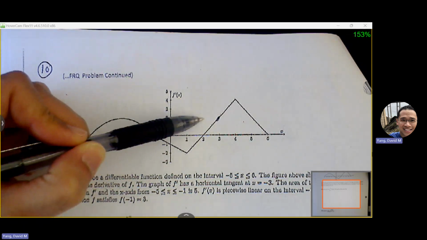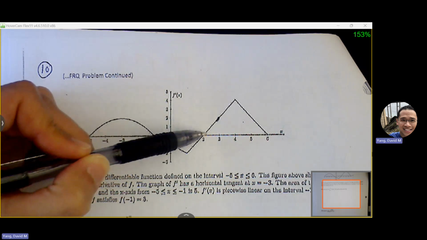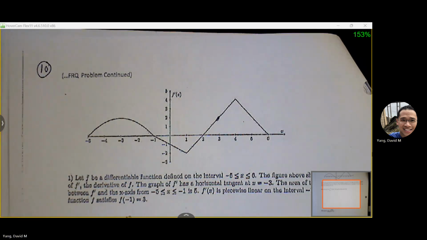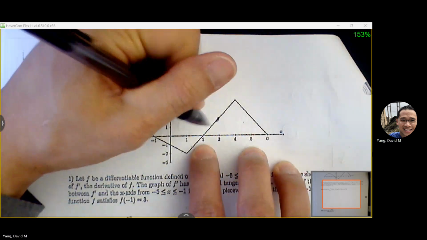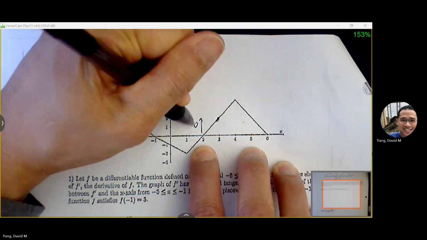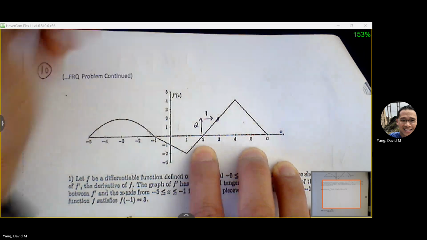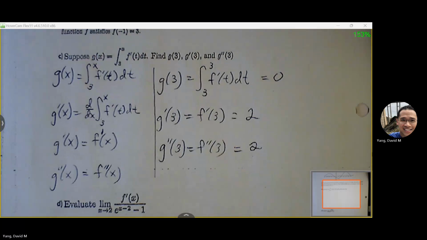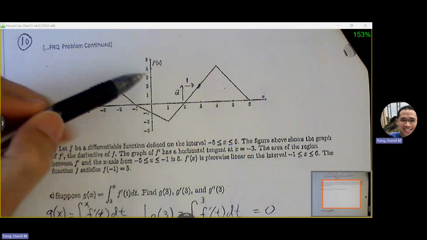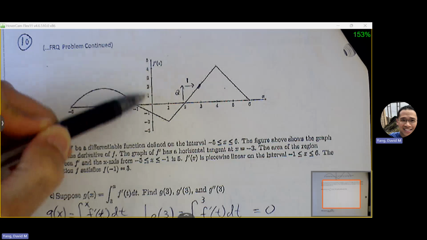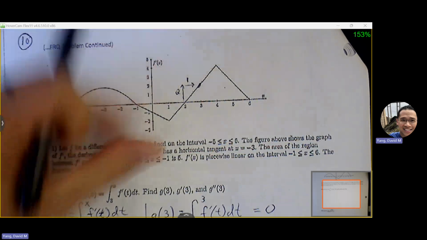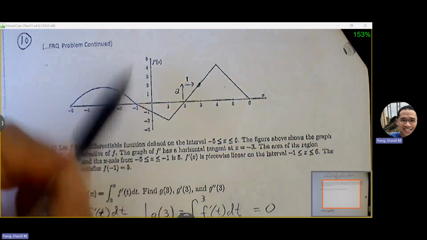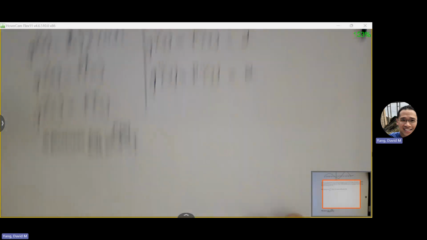So I went up 2 over 1 to get that to be the slope of 2. Problem 3. Yeah, the scale may be a little different here. It looks like it's a little bit thinner here, but we just have to follow whatever this graph has for us.